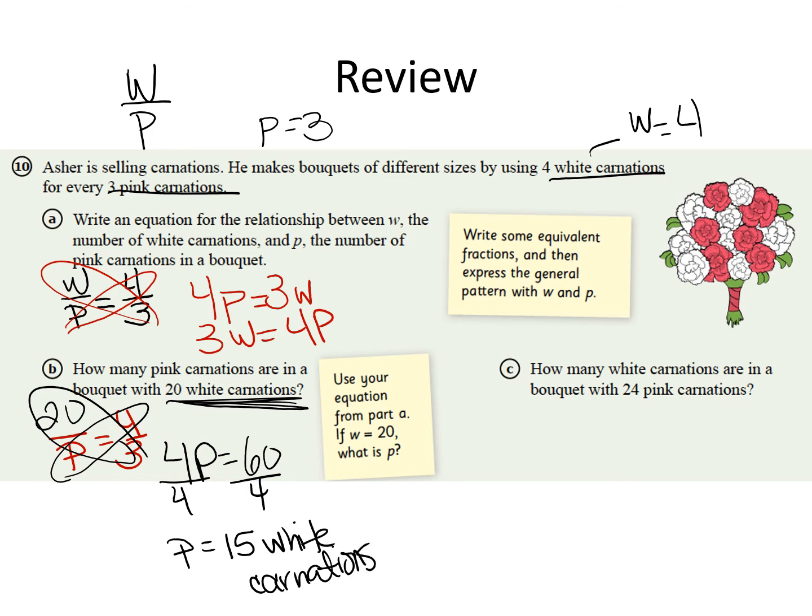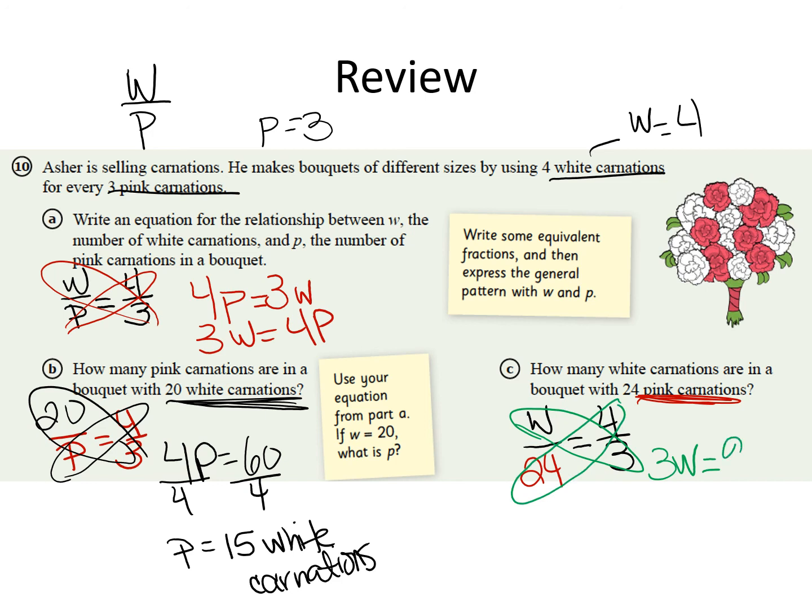Okay, we're going to use that same relationship, W over P equals 4 over 3, only this time, what information did they give you? 24 pink carnations. So this time we're going to replace the P with a 24. When we cross multiply, we get 3W equals 24 times 4, 96. Just double checking. Yep. Then we are going to divide by 3. And W equals what? 32. But 32 what? Pink carnations. Okay, 32 pink carnations. Okay, moving on to the next slide.